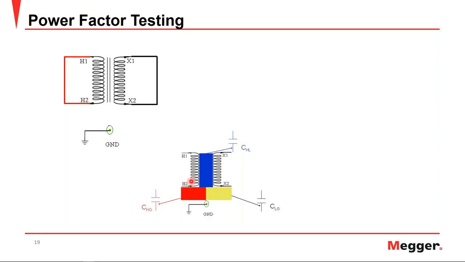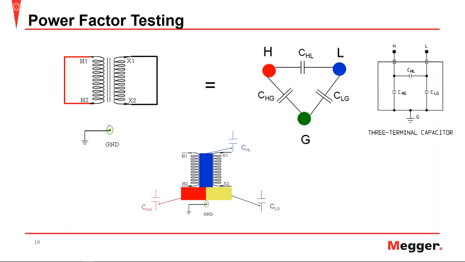So you have your high to low, your high to ground, and your low to ground insulation that can be represented using capacitors due to the capacitive nature. If we put these together, we get this model here, which is the 3-terminal capacitor model that models the insulation between the nodes with a capacitor, where you have your high-low, your high to ground, and your low to ground. This is the same, just a different visual.